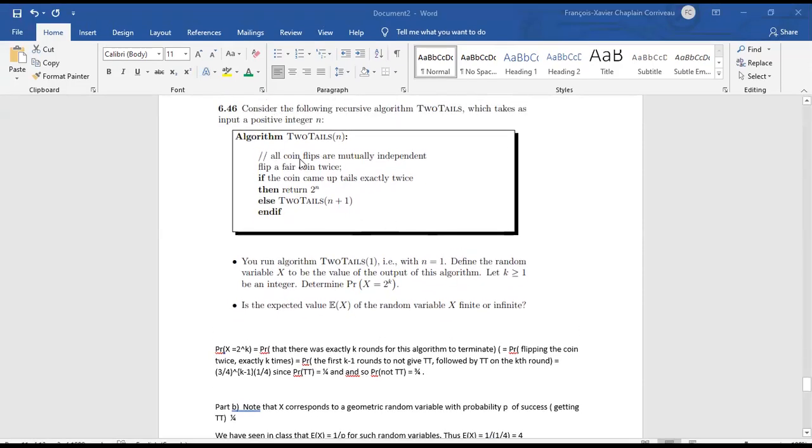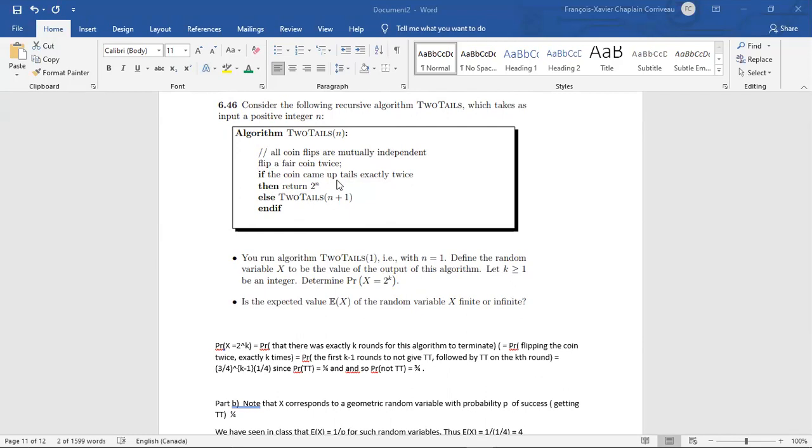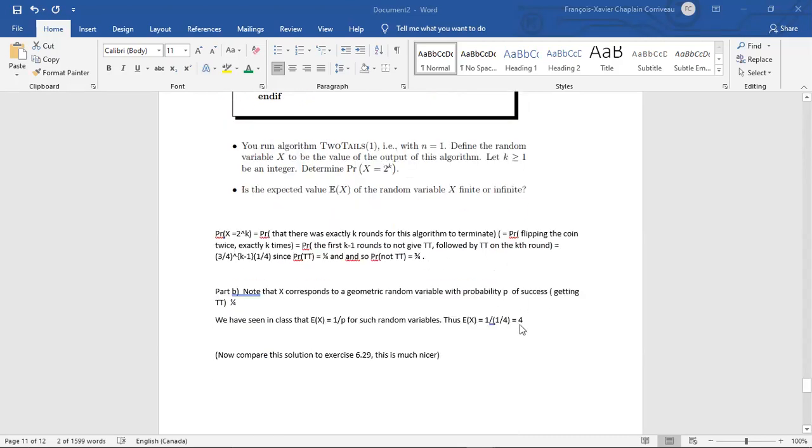In general, I'm not sure if you'll have questions like this in your exam, but if you're given an algorithm that keeps doing something until the first time it succeeds, then to find the expected running time of your algorithm, you just need to find the probability of success, because then you know it follows a geometric distribution. This kept doing something until the first time tails happened. So what is the expected running time of this algorithm? It's 4. Whatever 4 units of time mean.